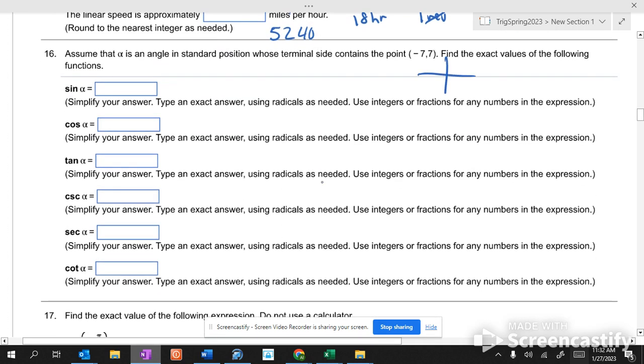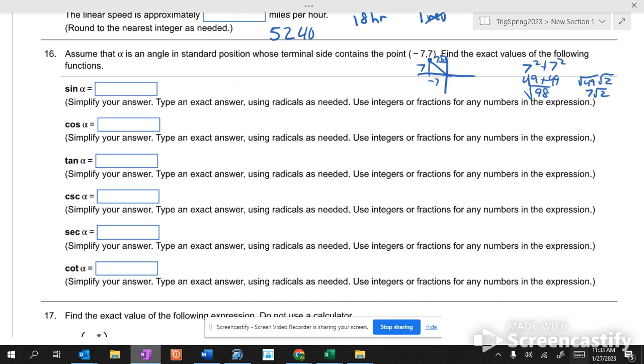So if we're at negative 7, 7, we're up here in the second quadrant. Negative 7, 7. What's our hypotenuse going to be? Well, you take 7 squared plus 7 squared, which is 49 plus 49, which is 98. Take the square root of that. What's the square root of 98? Well, it's the square root of 49, square root of 2, or 7 square root of 2.